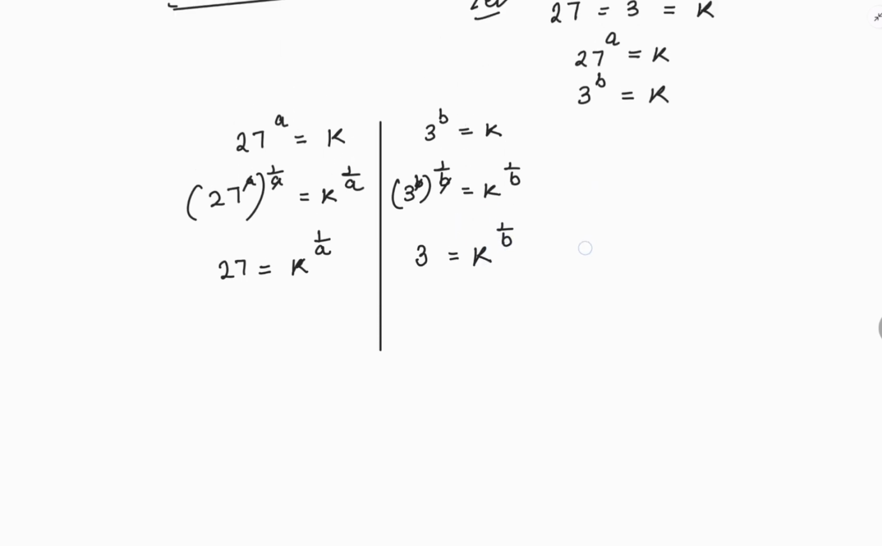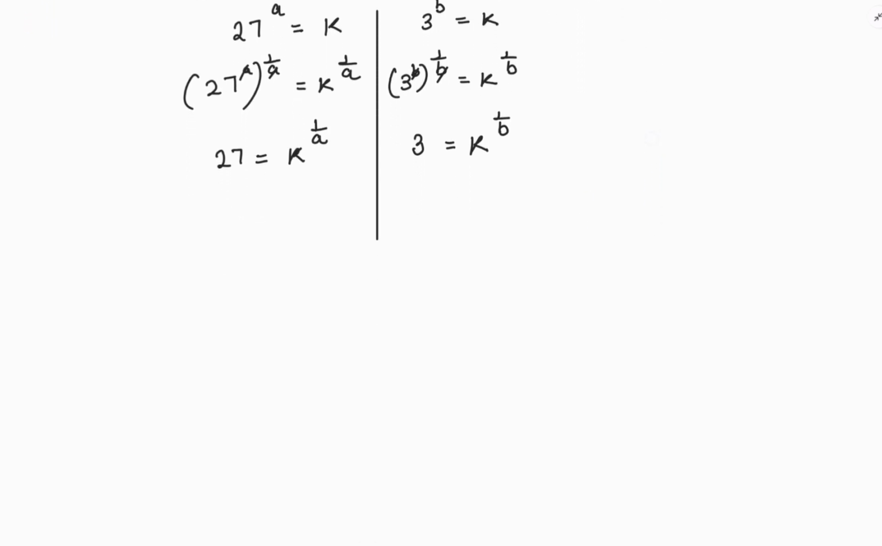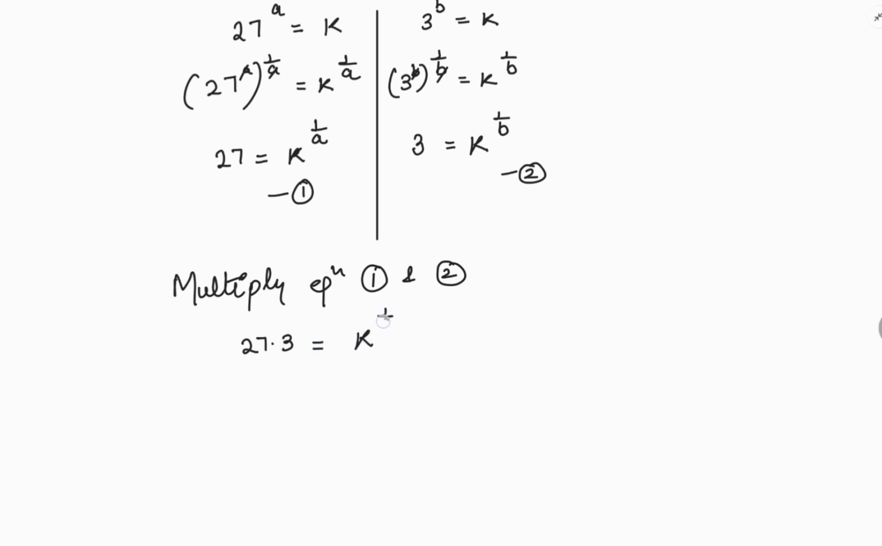Okay. Now we need to use whatever is given. We are given 1 by a plus 1 by b. How can we add them? So suppose I say this is equation 1, this is equation 2. Suppose I multiply equation 1 and 2. Now the question is, why am I multiplying? Because I know these are exponents. When I multiply, the left hand side will get multiplied, right? The right hand side will also get multiplied, and I can see that the base is same, so the powers will add, right?